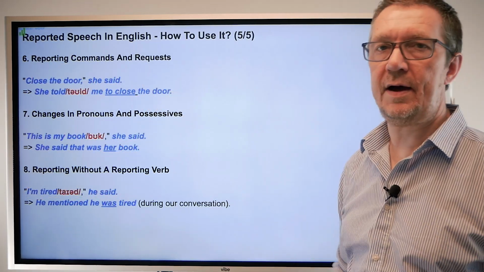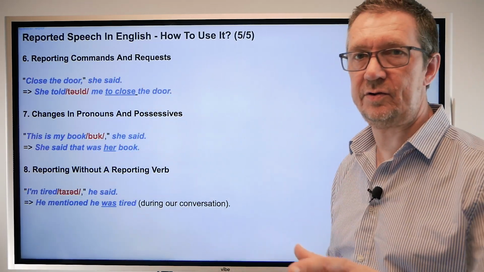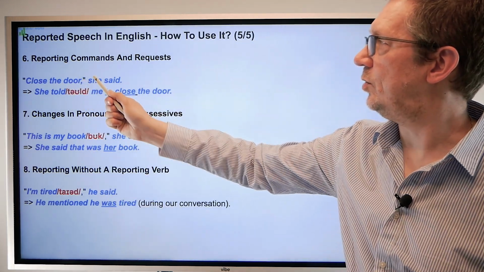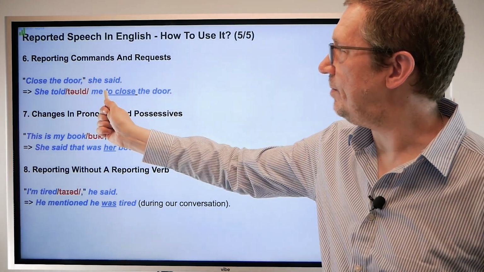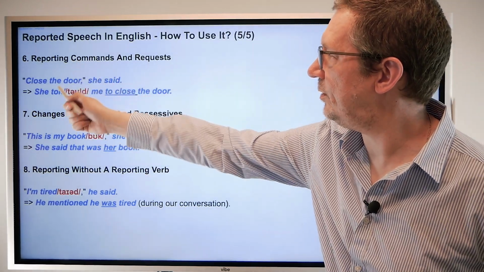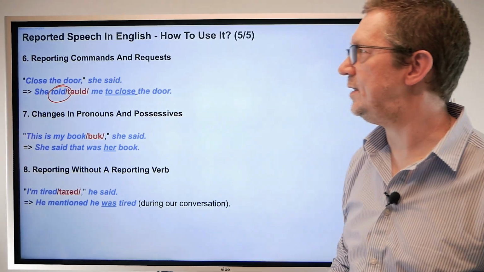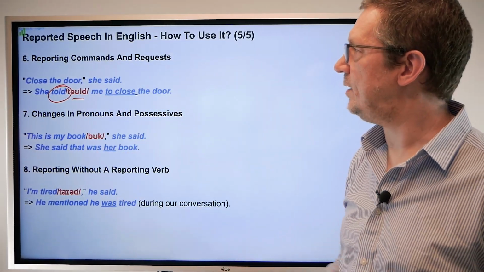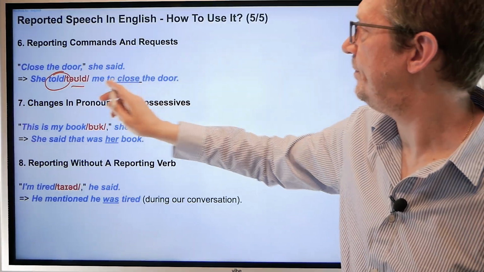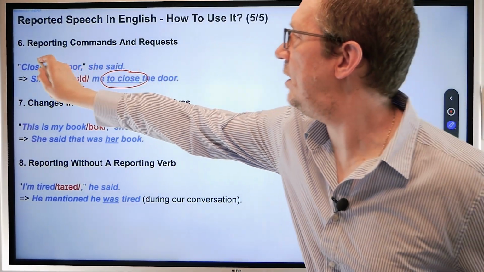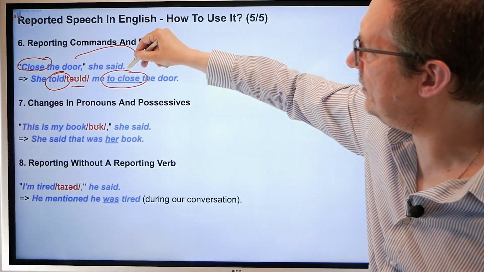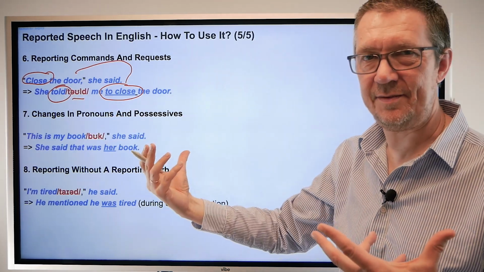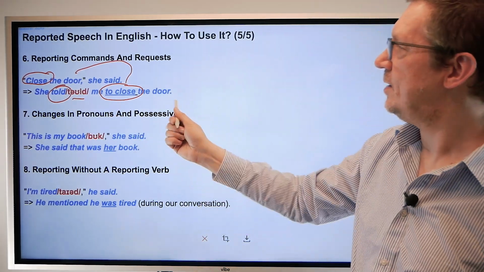Okay, so reporting commands and requests. So if somebody asks you to do something or requests to do something, how do you tell somebody else that? Close the door, she said. She told me to close the door. So if it's a report, then we use this word told. She told me. Okay, told. She told me to close the door. So you see, to close, this close actually becomes infinitive. Okay, so she told me to close the door. Because told is your active verb there, so you need the infinitive to put on the door.